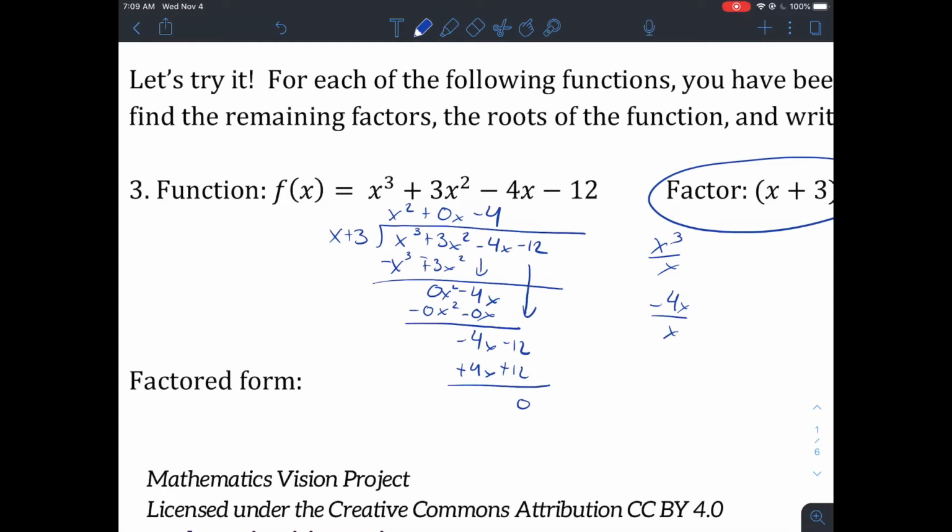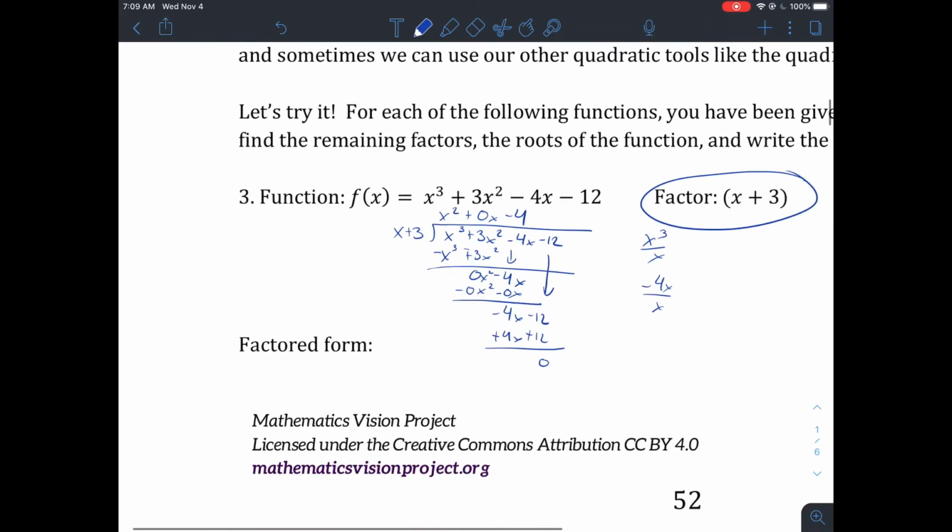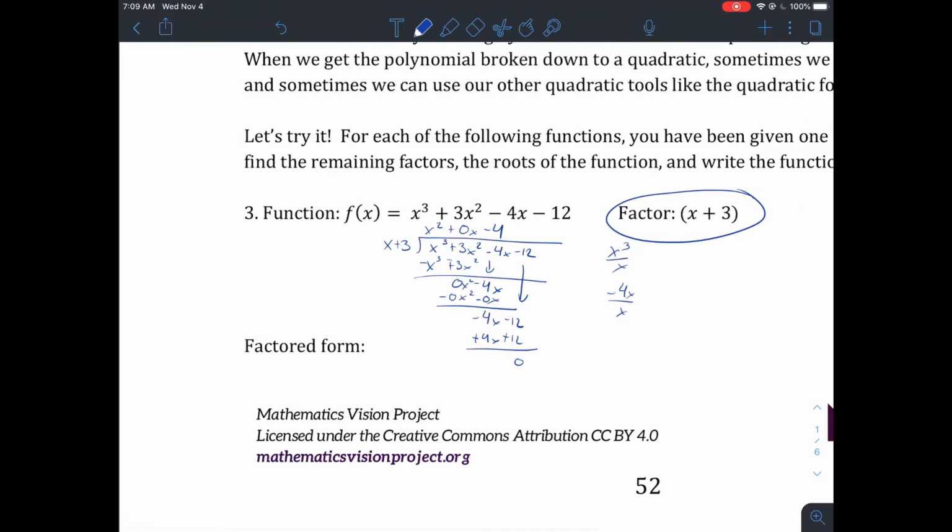Now keep in mind, you should be getting 0 as a remainder if it's a factor, right? If it is not a factor, then you get a remainder. So on any of these problems, if you do get a remainder, that means you probably did it wrong since they told you that it was a factor. All right. So here we've got our answer, which is x squared plus 4.